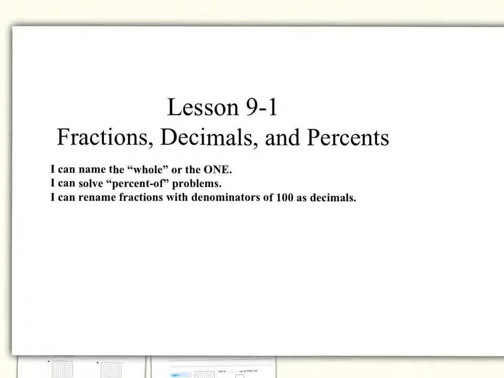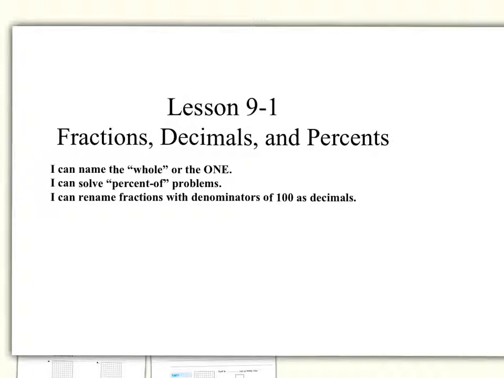Alright, boys and girls, today's lesson is lesson 9-1, fractions, decimals, and percents. At the end of this lesson, you should be able to say, I can name the whole or the one, something we've worked on a lot in the past. I can solve percent of problems. That means we'll look at something and we'll say, this is so many percent of the whole, or whatever the one might be.